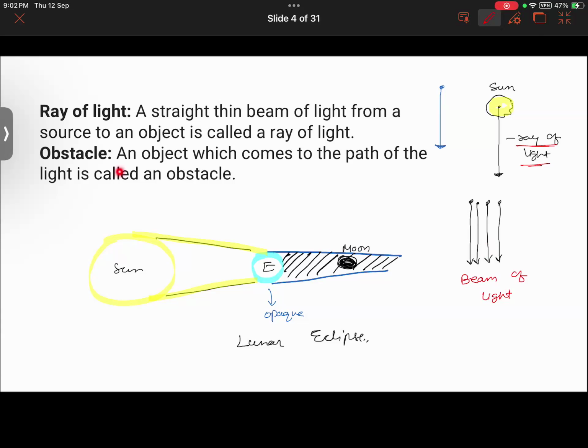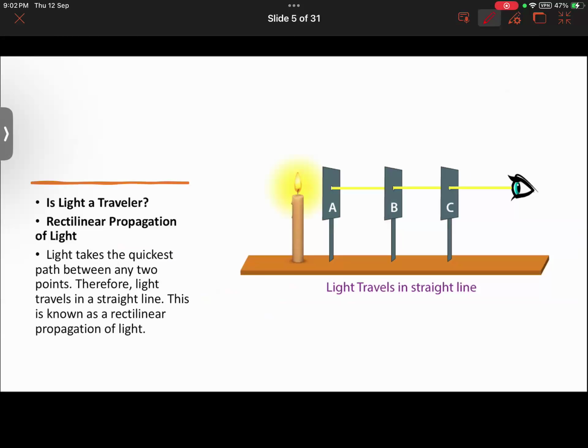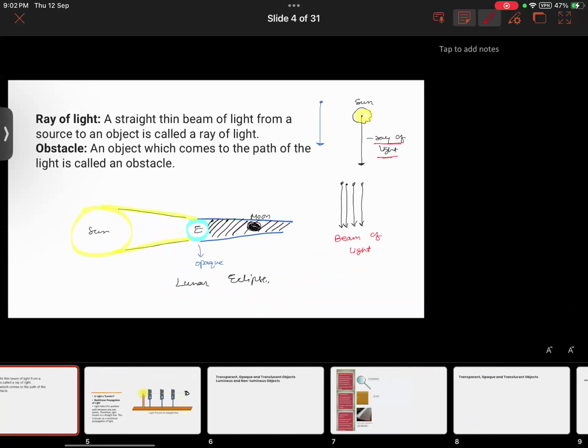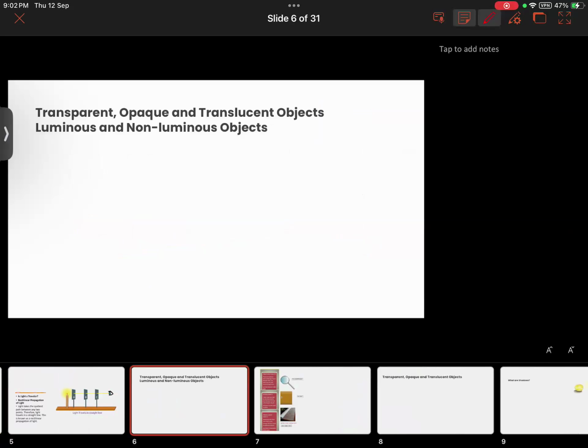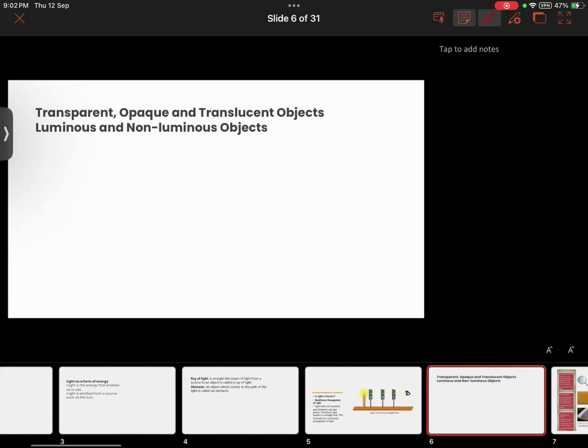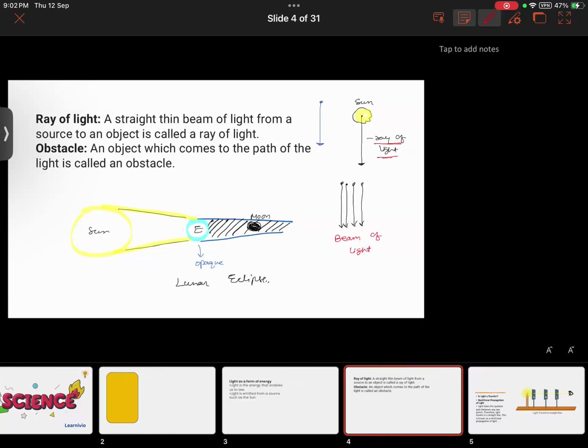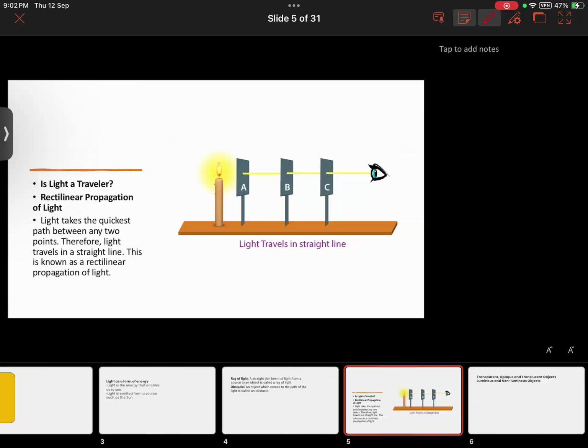An obstacle will be anything that will come into the pathway of the light. An obstacle can be of different types. We'll get to know that it can be transparent, opaque, and translucent. All of these will be an obstacle in the pathway of light. That is one thing.